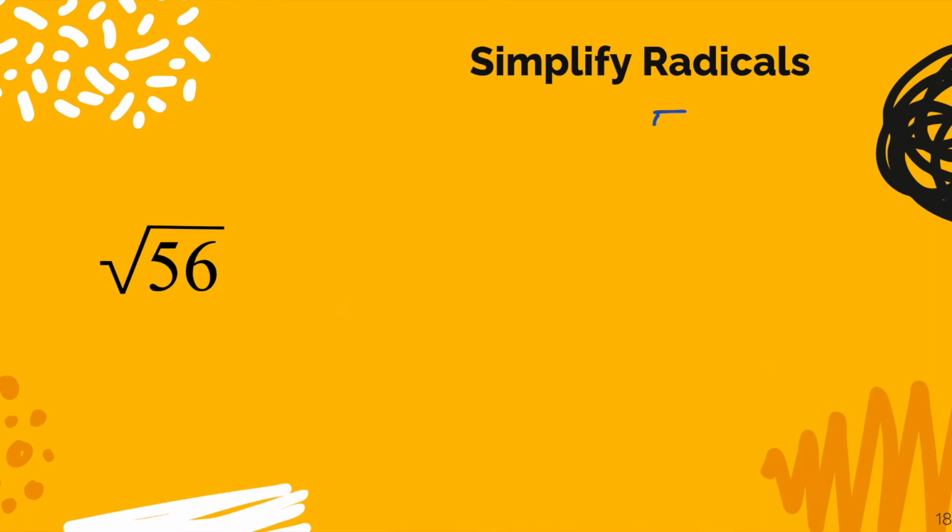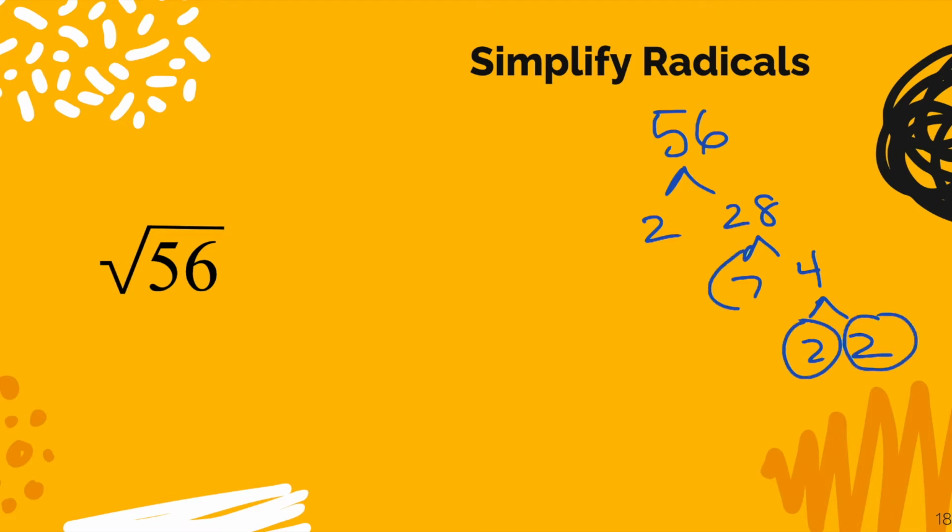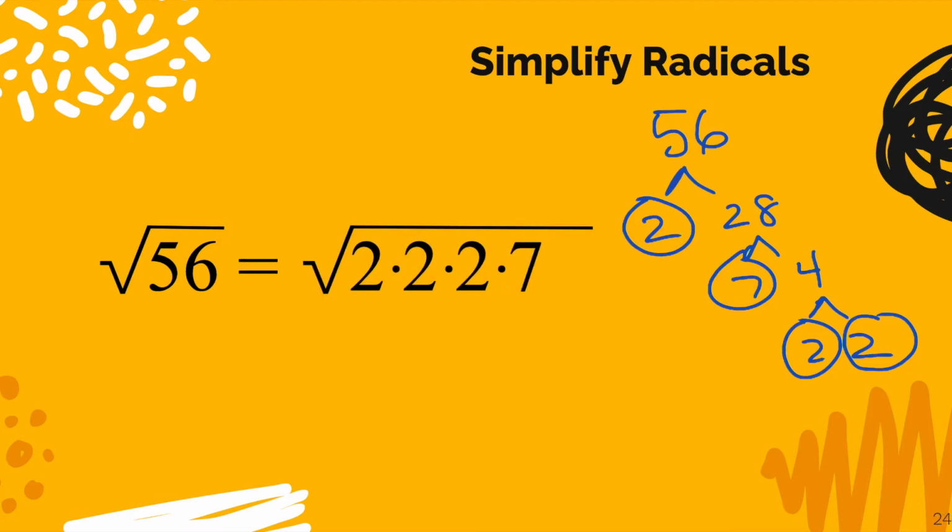It is often useful to look at the factor tree. So here you see I'm taking the number 56, I'm splitting it into 2 times 28, and 28 splits into 7 times 4, and then 4 splits into 2 times 2. So now we know under the radical we have a 2 times a 2 times a 2 times a 7. So we have 3 factors of 2 and 1 factor of 7 under the radical.